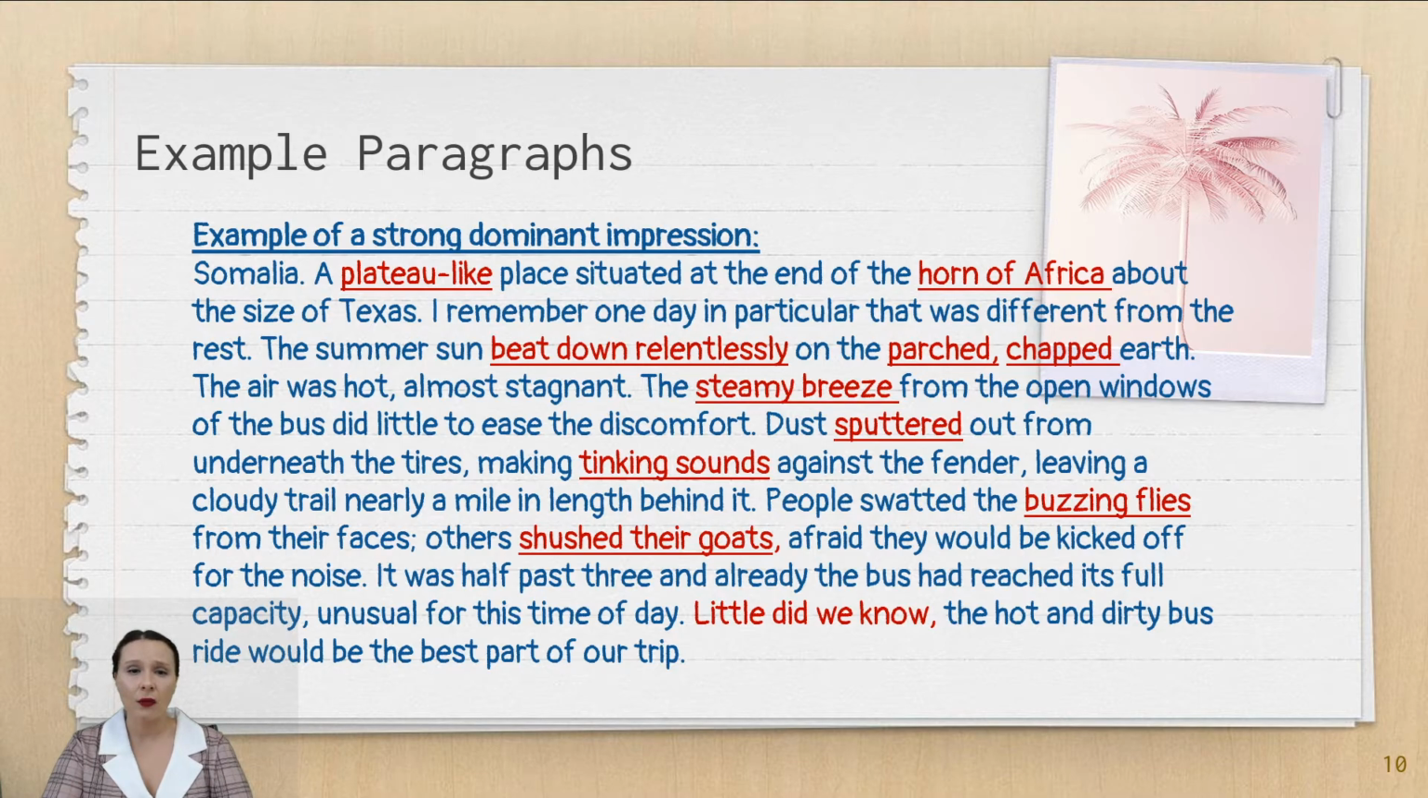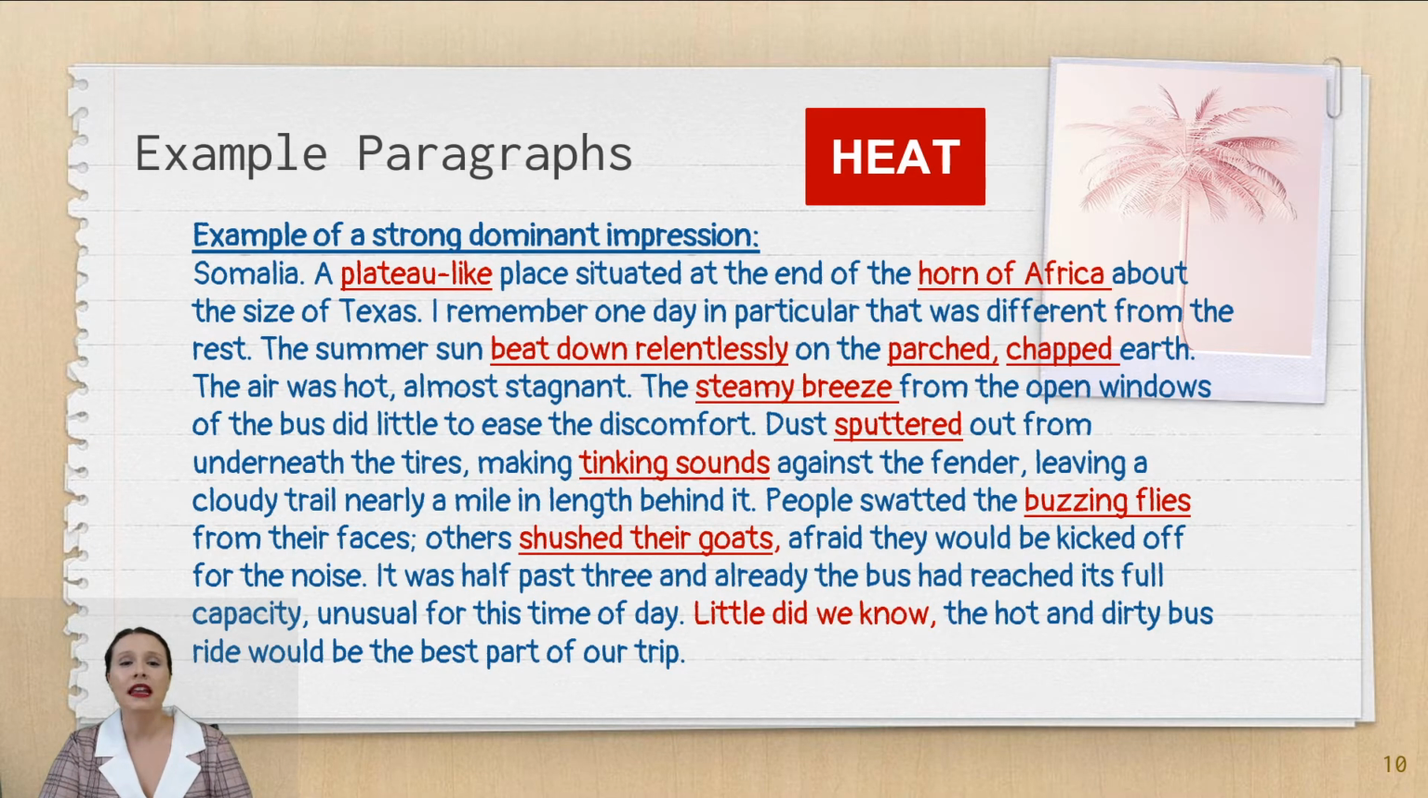So again, the dominant impression here is heat. But if we compare the two essays, or paragraphs rather, the second one is including a lot more detail, and it's creating imagery for the reader. Plateau-like, for example, gives you the idea that the land is very flat. Using the expression Horn of Africa, even if you are not familiar with Africa, you should at least know the outline of the continent, and you can kind of imagine that it's to the side.